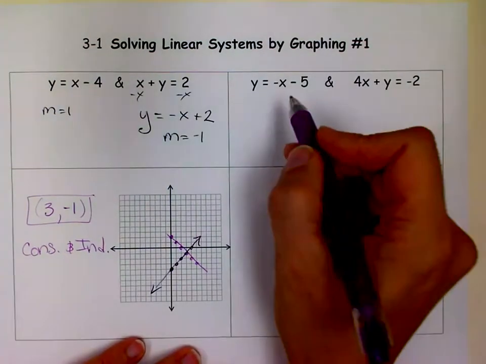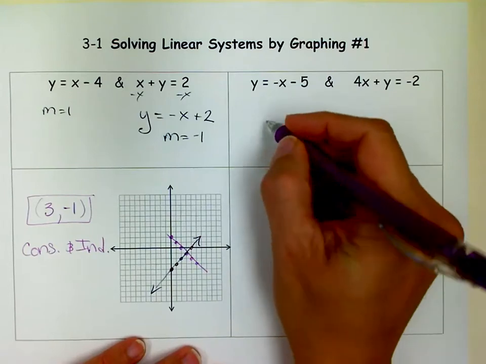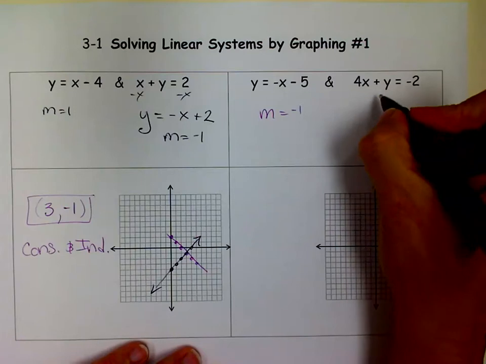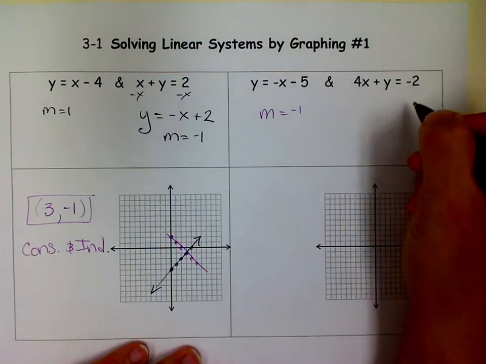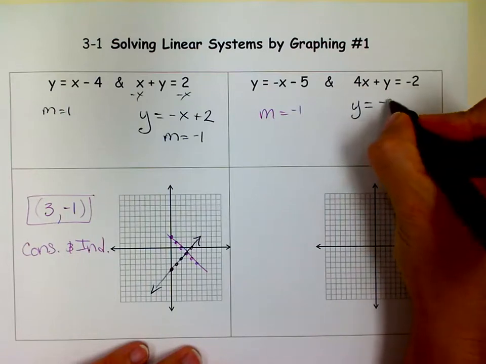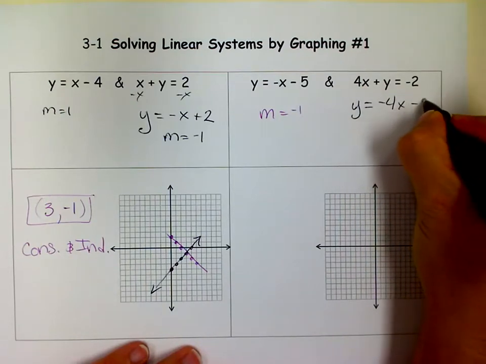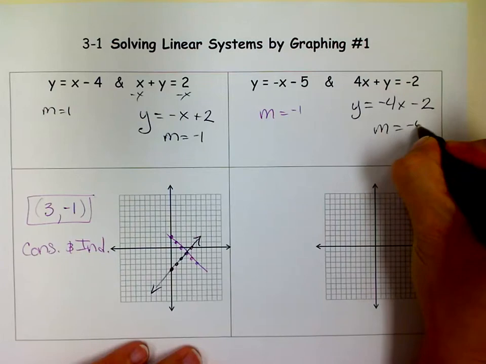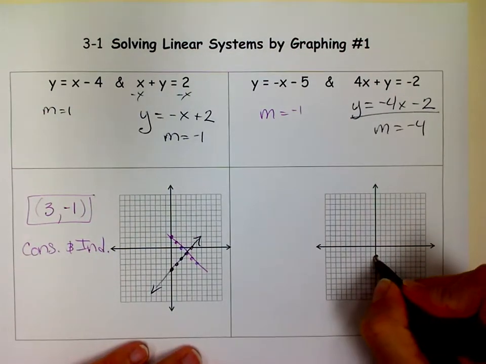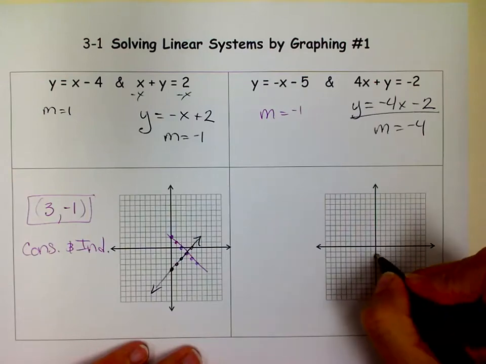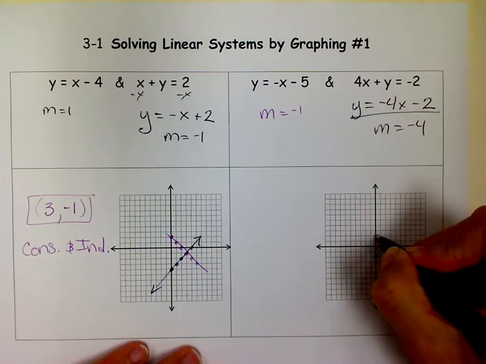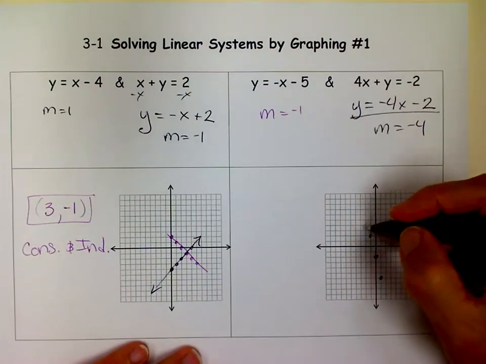Okay, this one's already in slope-intercept form, so I know my slope is negative 1. For this one, I need to get y alone so I can graph it easier. So I'm going to move that over, and I get y equals negative 4x minus 2. So here my slope is negative 4. I'll graph this one first. I go down 2. My slope is negative 4, so I can either go 1, 2, 3, 4 down and right 1, or I could go up 4 and over 1.